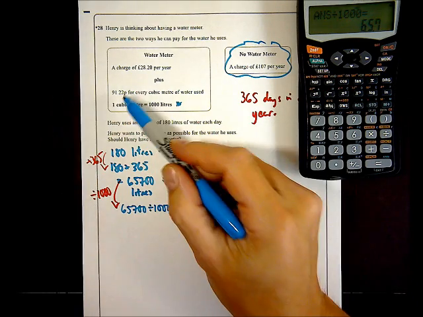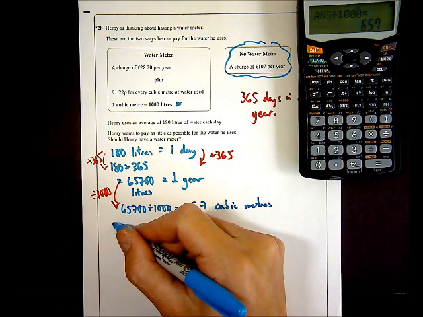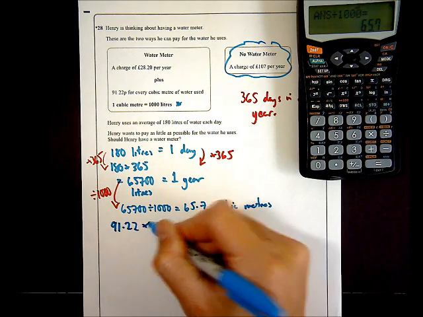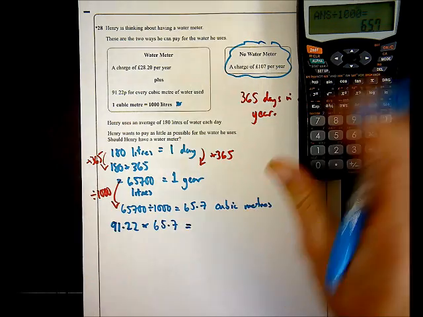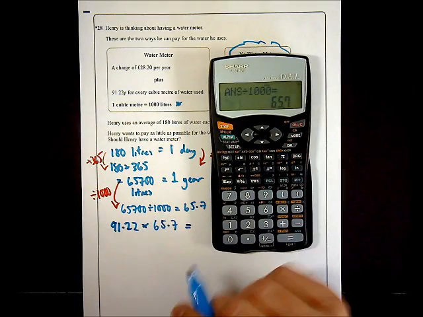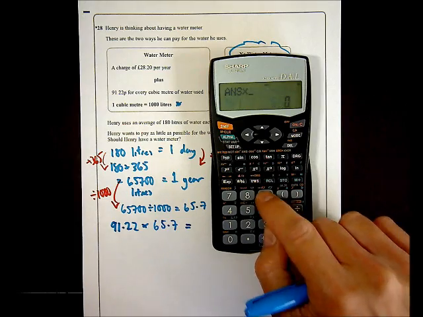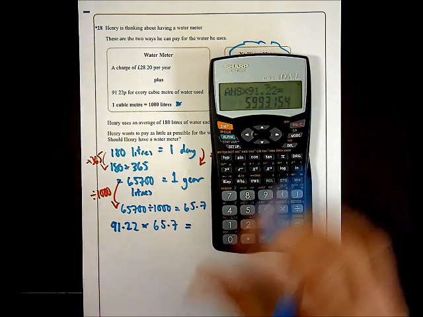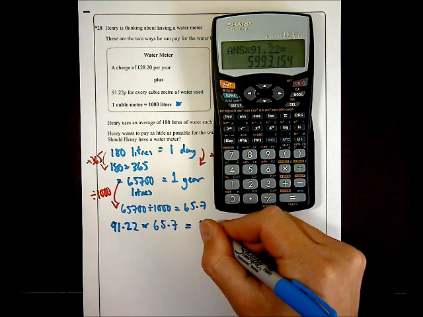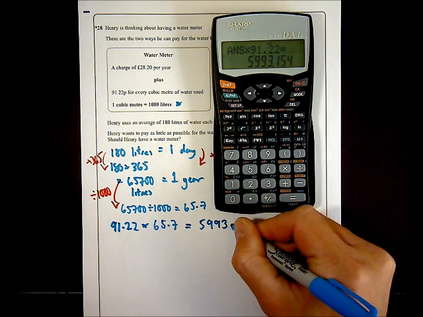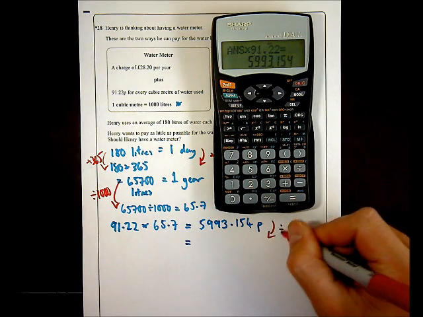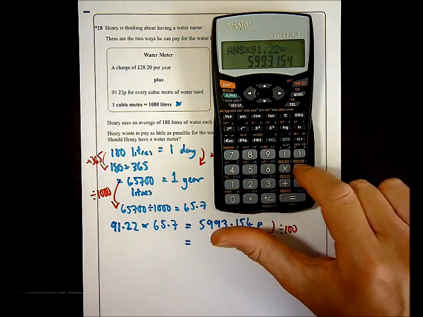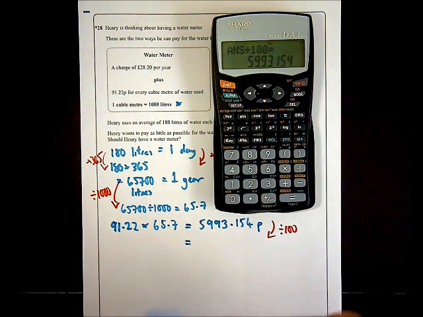Now if he's paying 91.22 pence for every cubic metre, if I do 91.22 times by 65.7, that will tell me how much he pays in terms of pence for that amount of water. So 65.7 times by 91.22 is 5,993.154 pence. I'm going to turn that into pounds. So to turn that into pounds, I've got to divide it by 100. So again, I've got the number stored, so I can just divide by 100.